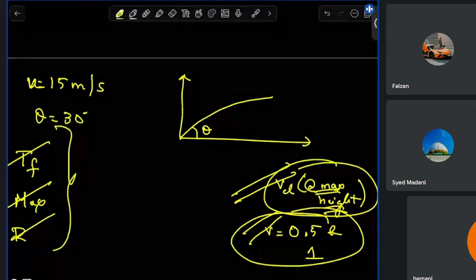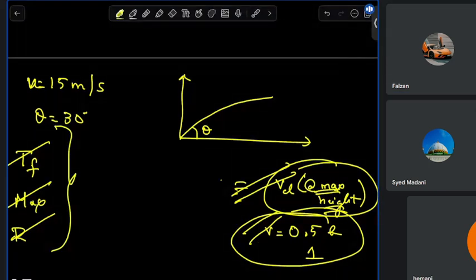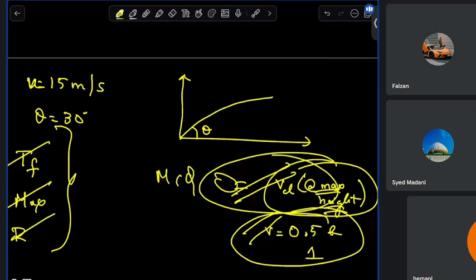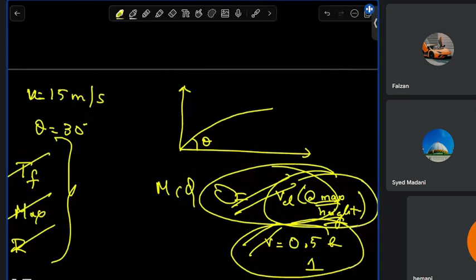This is important, but for only these three parts: time of flight, maximum height range, and velocity at maximum height, which is nothing but 0. This will come as an MCQ. Ignore that.